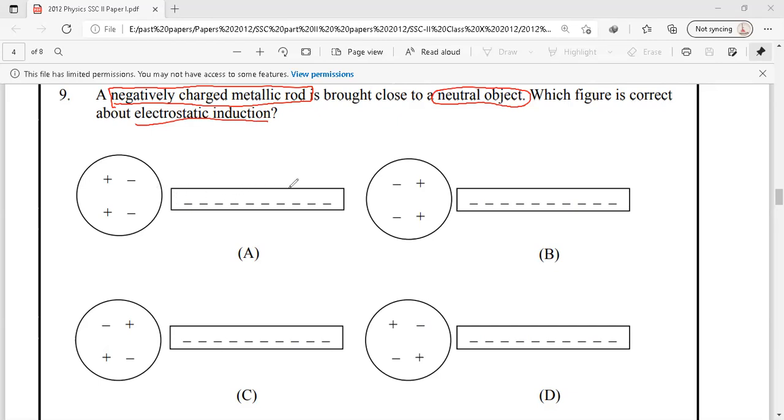So we know that the negatively charged rod will attract all the positive charges in that neutral object due to the process of electrostatic induction. So the correct answer for this question will be option B, because the rod is negatively charged and it has attracted all the positive charge to the near end of the rod, and negative charges are repelled to the opposite end of the rod. So the correct answer is option B.